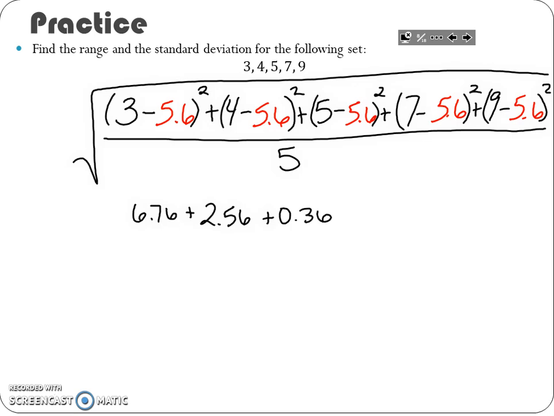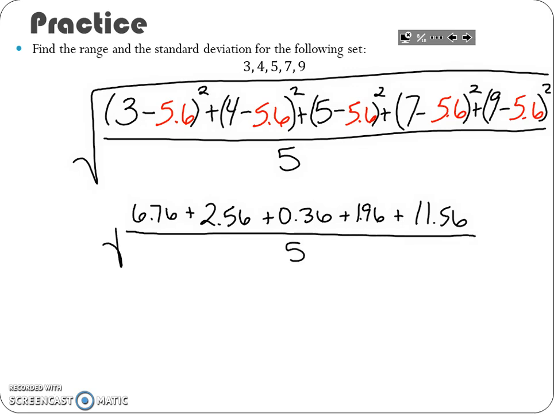Then I've got 7 minus 5.6, which gives me 1.4. Square that, and that's going to give me 1.96. Then I've got 9 minus 5.6, that gives me 3.4. Square that, and that's going to give me 11.56. Okay, so those are my 5 distances. So I've got to divide those by 5 and take the square root of the whole thing.